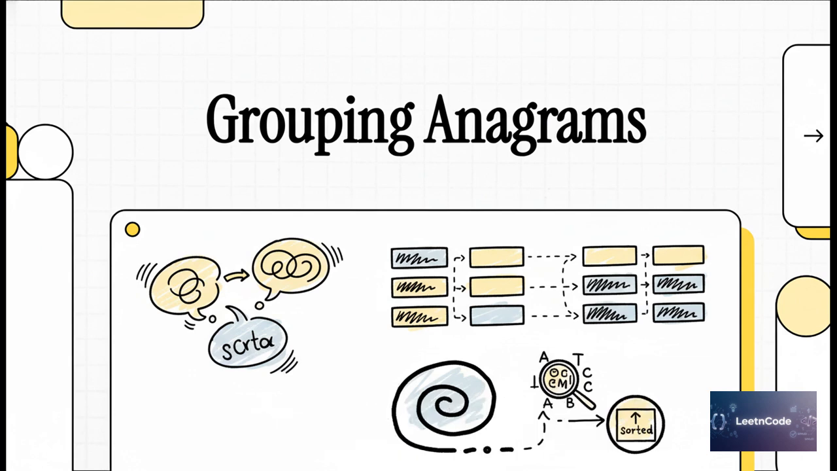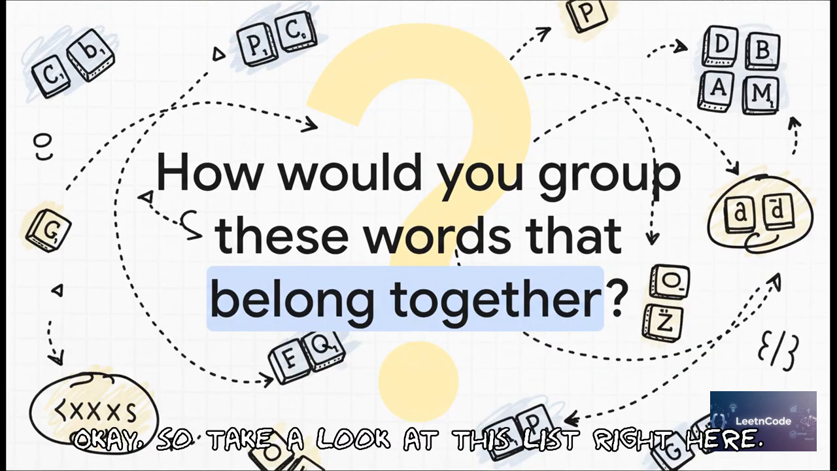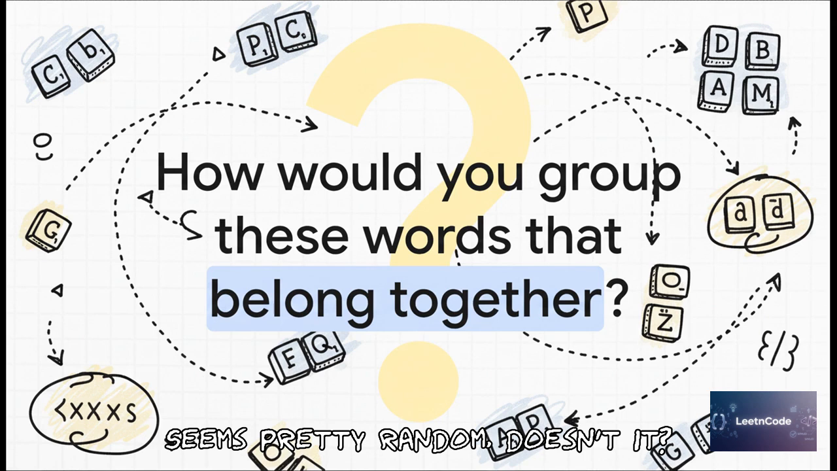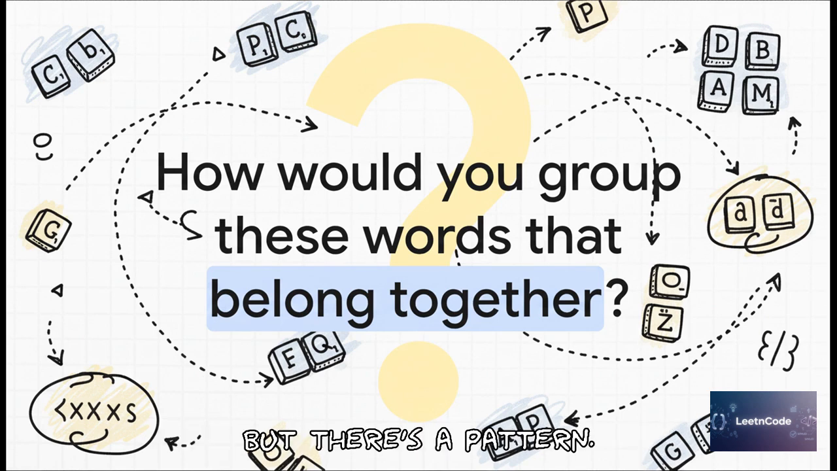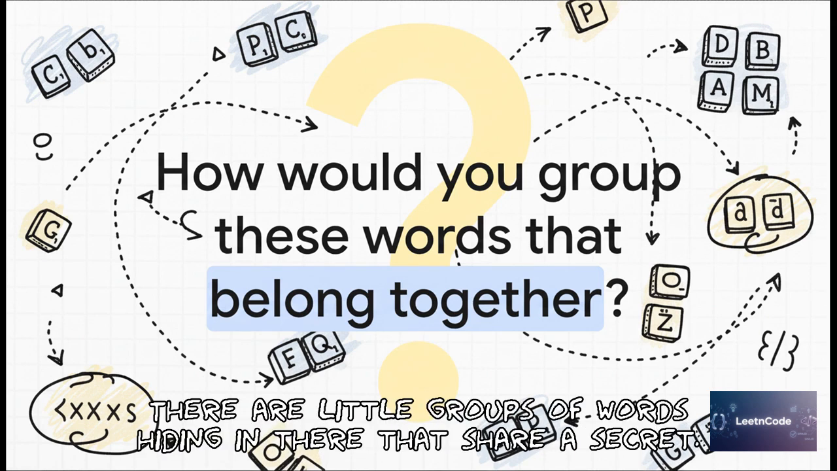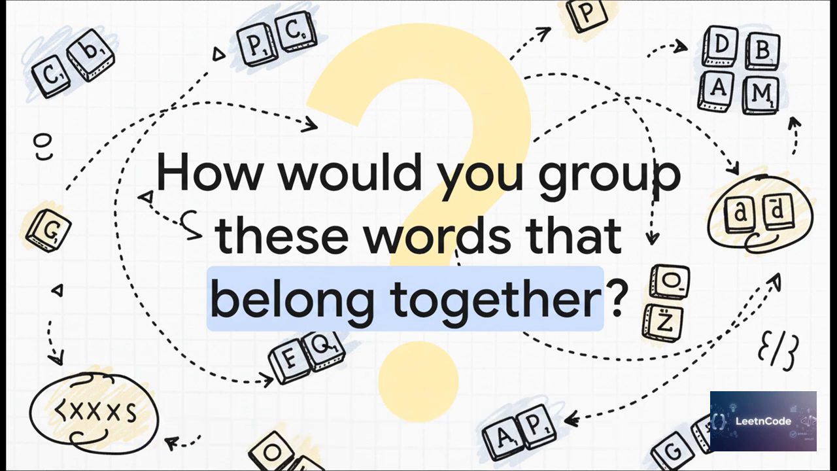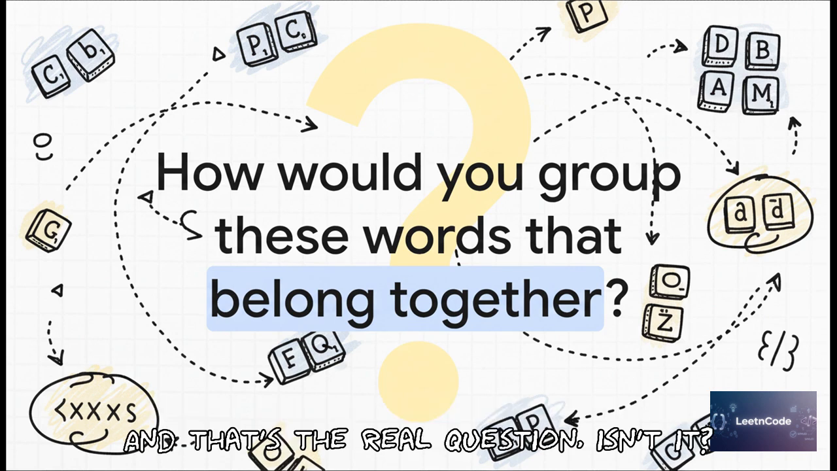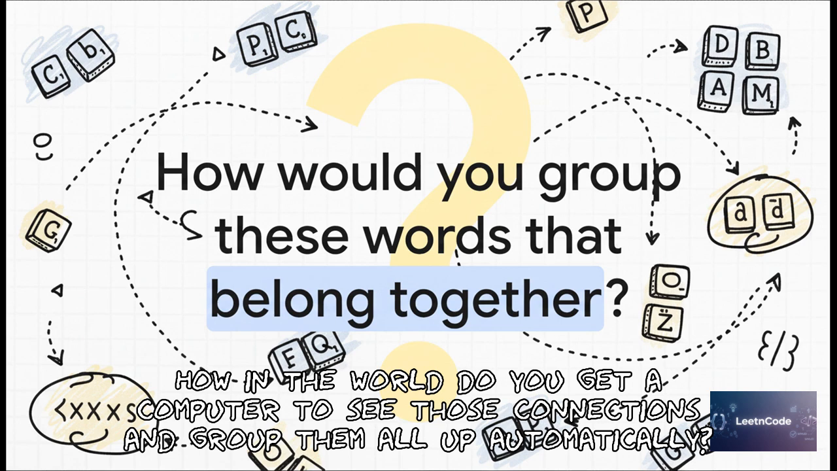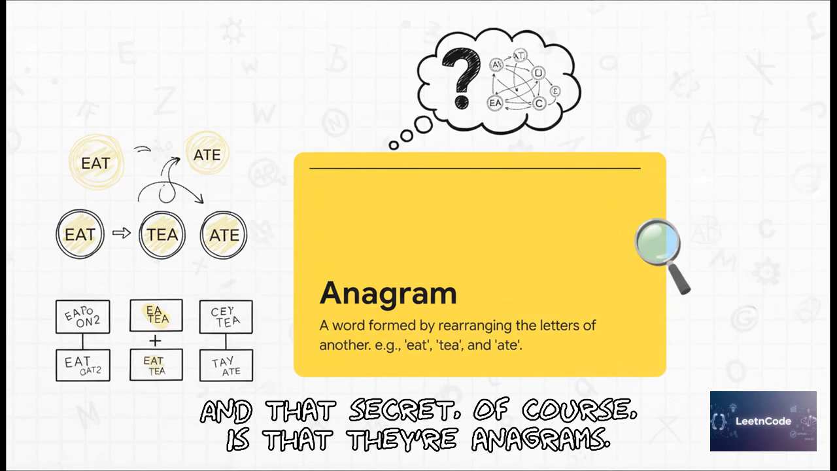Okay, so take a look at this list right here. Seems pretty random, doesn't it? But there's a pattern. There are little groups of words hiding in there that share a secret. And that's the real question, isn't it? How in the world do you get a computer to see those connections and group them all up automatically? And that secret, of course, is that they're anagrams.